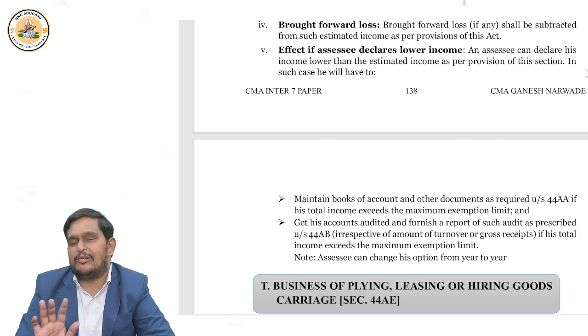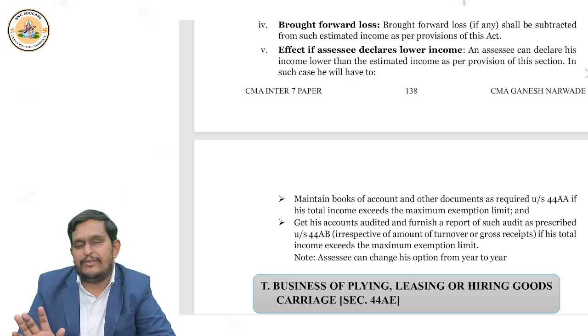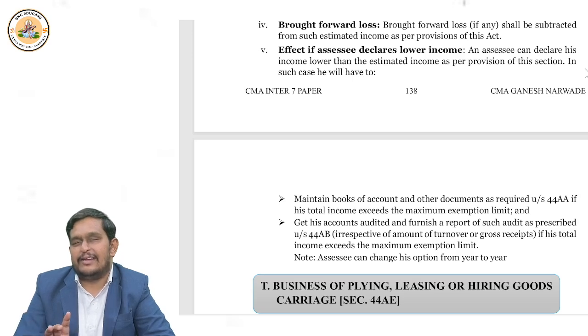Maximum 10 vehicles you should have. How many vehicles? Maximum 10 vehicles. At any time during the previous year, not more than 10 vehicles. This you have to remember. Okay, till this point is clear to you. Not more than 10 vehicles.